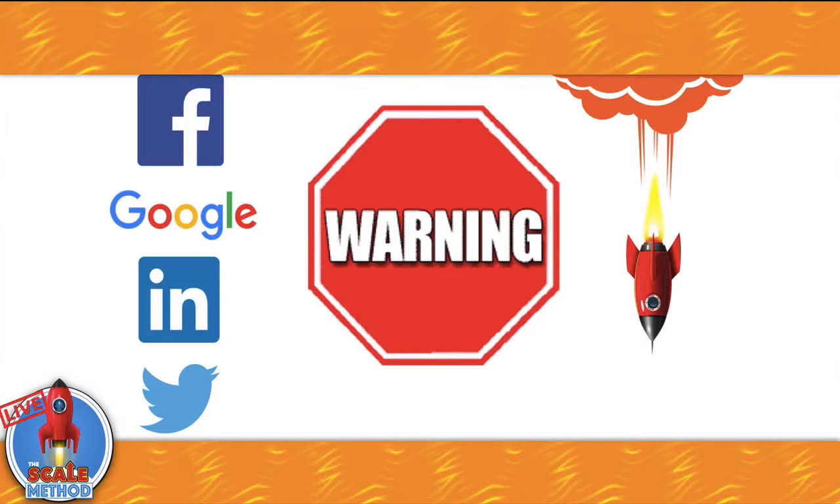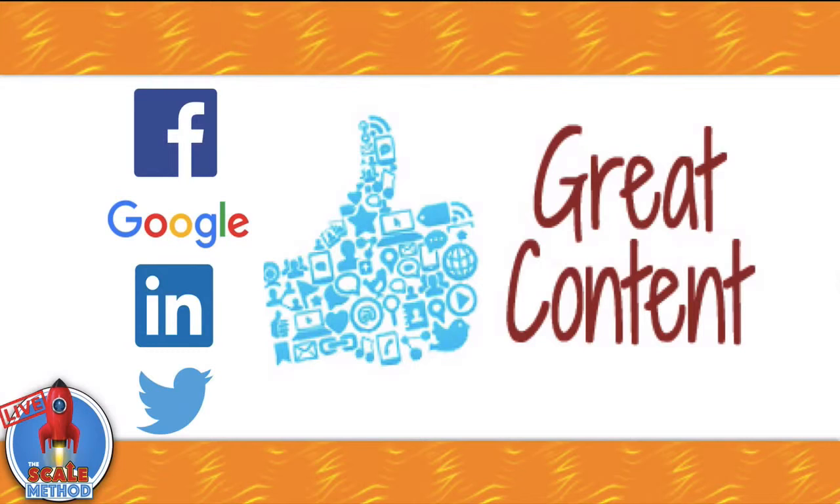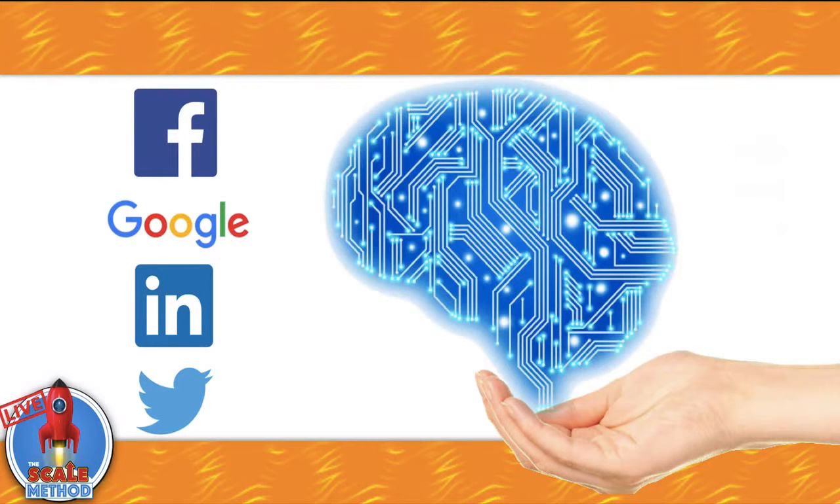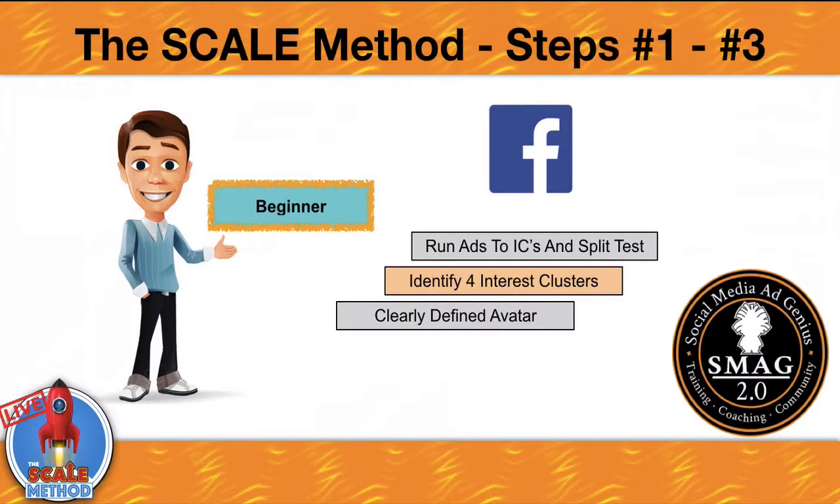Now I got to warn you starting out, if you set this up wrong, it's not going to go well. See, here's what we want to make sure that happens. We want to make sure that our ads are great content for the people who are clicking on them. We want to make sure that your ads are relevant, that you're targeting the right person, the right avatar. Because you see, with great content and with highly qualified people watching that great content and consuming that content, Facebook, Google, LinkedIn, and Twitter will allow you to scale your programs in ways you've never thought possible before. See, the artificial intelligence will make everything happen as long as you set up these first steps. They're critical. So let's talk about the SCALE method steps 1 through 3.